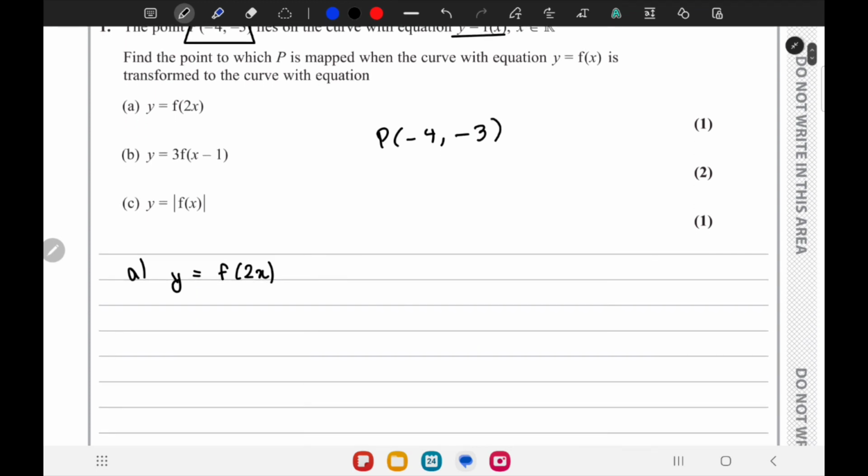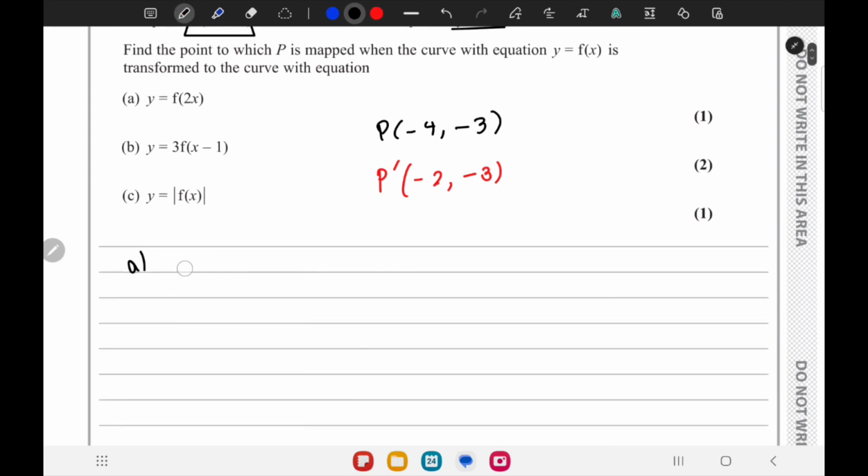in f of 2x the value of x would be halved, so P prime here will be -4 by 2, so -2, and the y value will remain unchanged, so -3. So the answer to part A is (-2, -3).